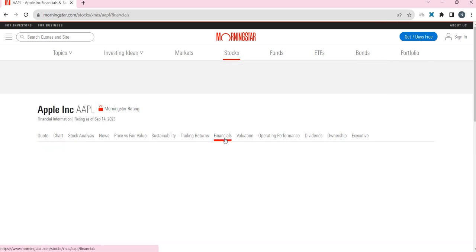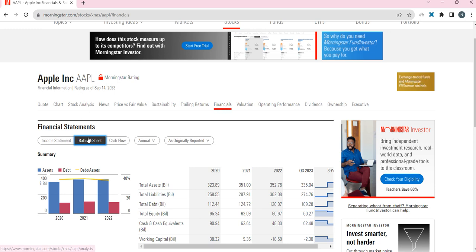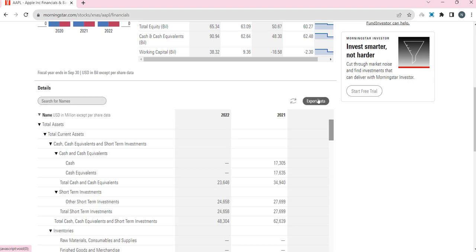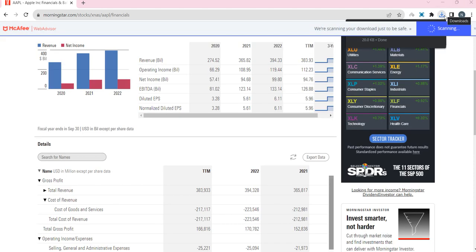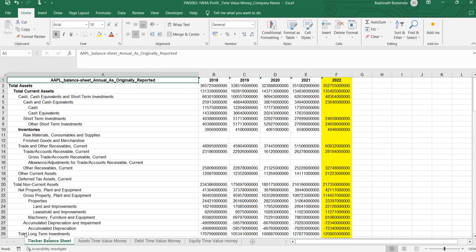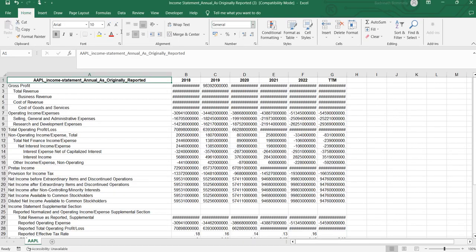Click on financials, go to balance sheet here. Come down, use expand view, use export data. The file is exported here like this. Just go to it and double click on that. It will open like this.